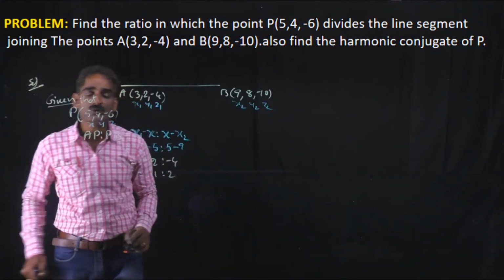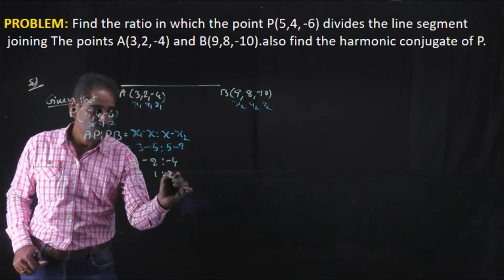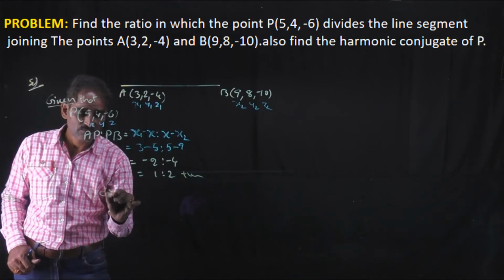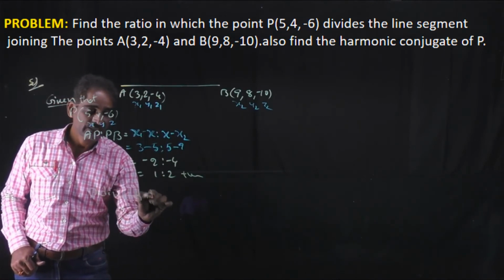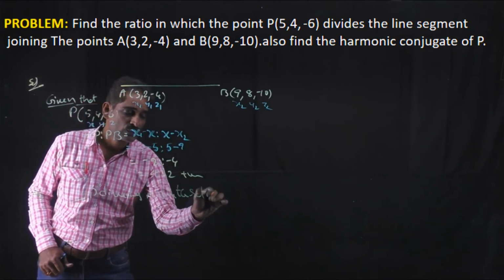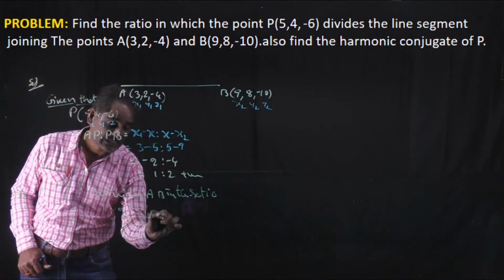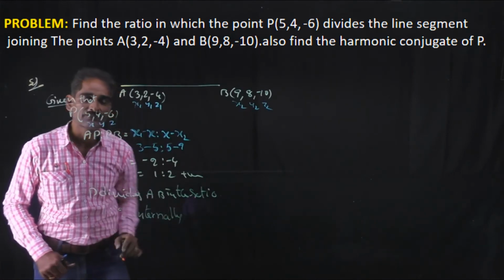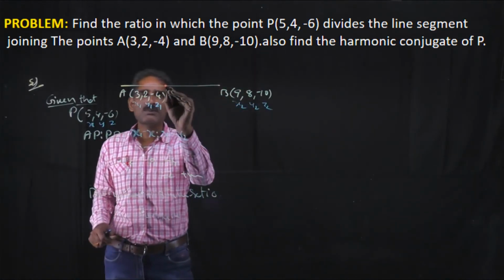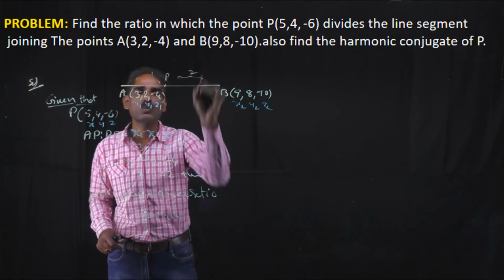Here AP is to PB is positive. Therefore, this is a positive ratio. Therefore, P divides AB in the ratio 1 is to 2 internally. That is the important thing. Here the ratio is positive, so P divides AB internally. If this is the position of P, the ratio is 1 is to 2.